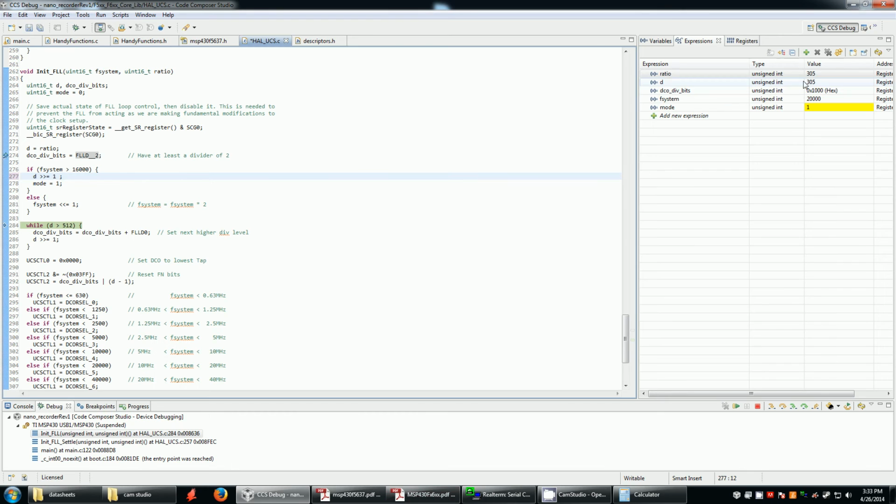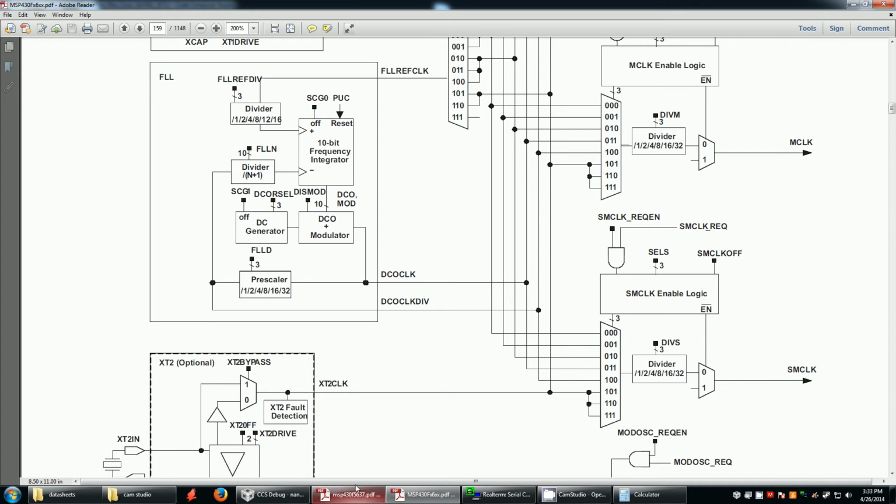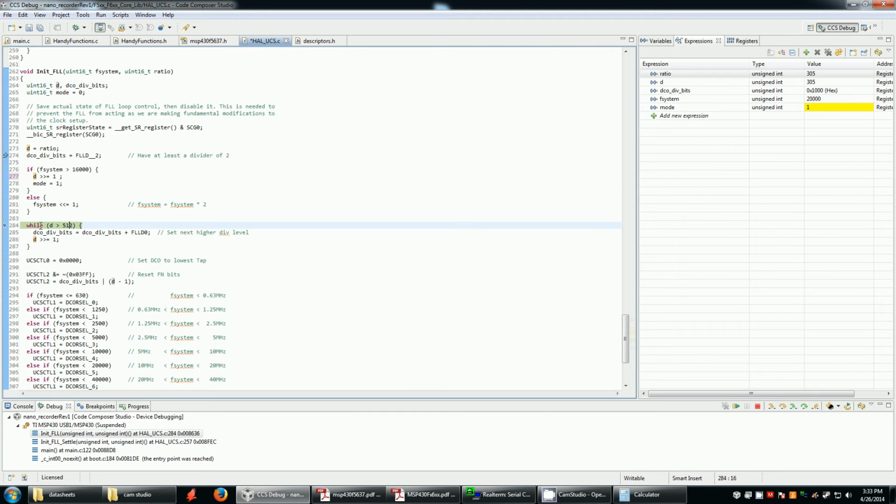So then we check again, divide this by 2. So you can see right now our ratio is 305. So D is 305. So D is not greater than 512. So that means, if for example, we're dividing this by 2, we put 305 in here. So we're going to skip this loop.